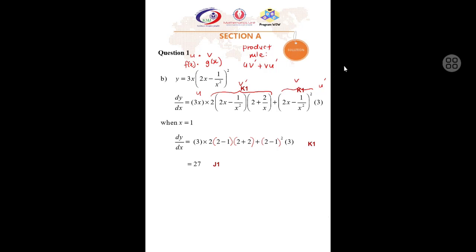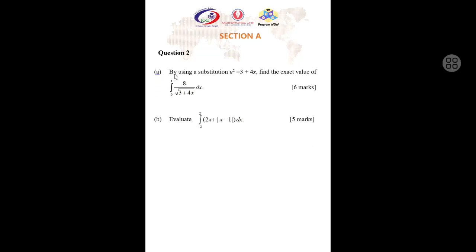So next we look at question 2 for section A. Question 2a: by using substitution u squared equals 3 plus 4x, find the exact value of the integration from 0 to 1 of 8 over square root of 3 plus 4x dx. And then for b, they want you to evaluate this integral. Let's take a look at question 2a first.